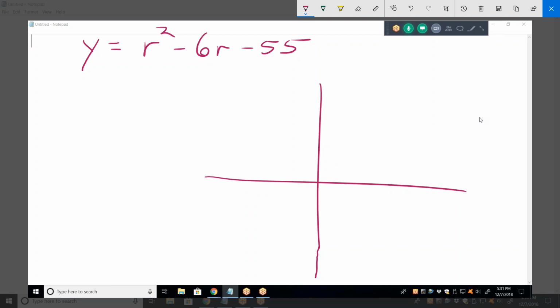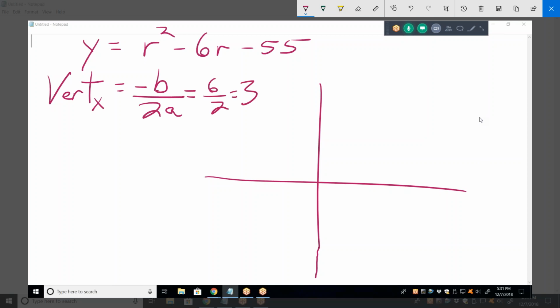Now, you almost always need the vertex, so let's figure out what the vertex is. The easiest way is to figure out the x-coordinate of the vertex. What's the general formula for that? Negative b over 2a. In this case, that corresponds to 6 over 2. So the x-coordinate of the vertex is 3. Yes. Now the y-coordinate of the vertex.